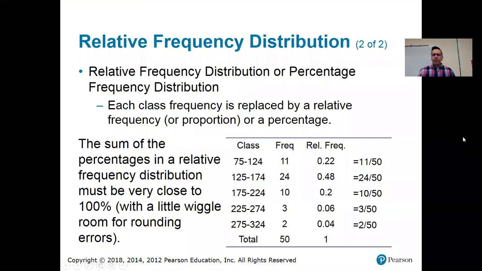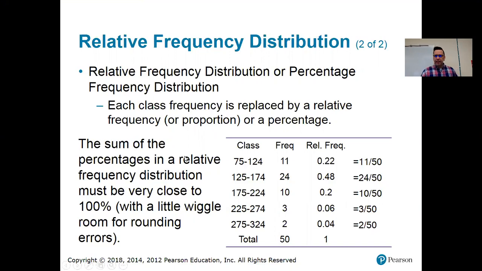So notice that the sum of the percentages in a relative frequency distribution needs to be really close to 100%, ideally exactly 100%. But sometimes, especially when you're not working with a nice number like 50, they'll come out to ugly decimals that have to be rounded. And in that case, it might not add up to exactly 100%, but it needs to be pretty darn close. 99.8, 100.2. I would say if it adds up to 95% or 104%, that probably means something is off. It needs to be really close to 100%.